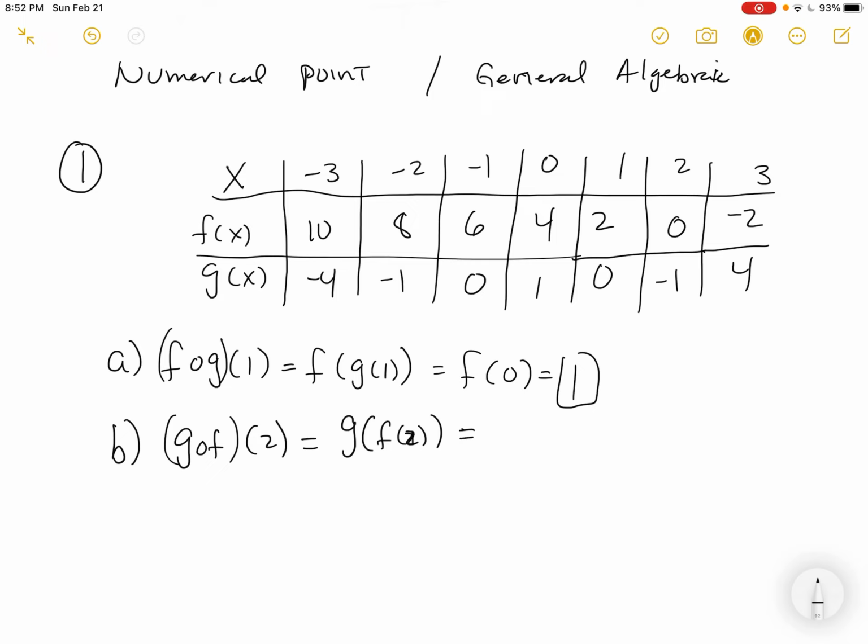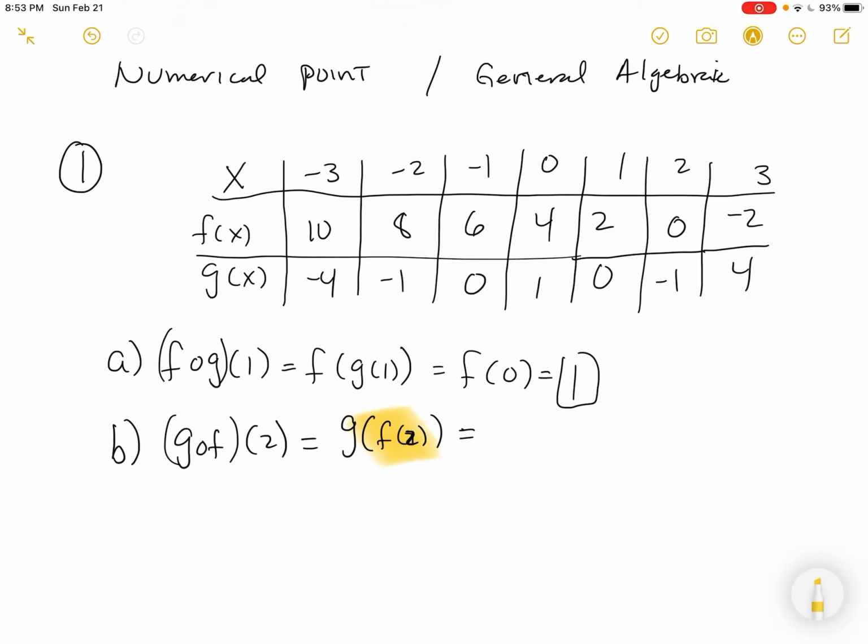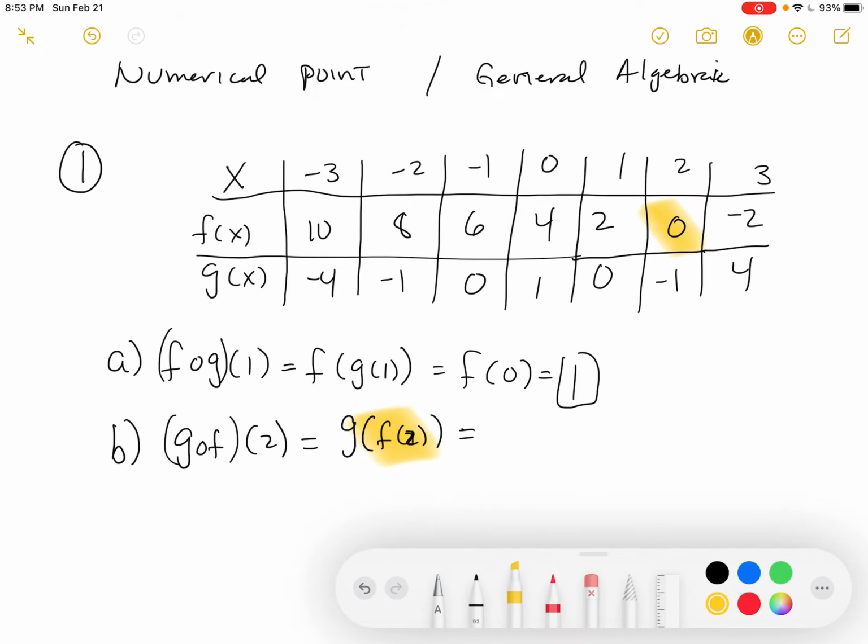So I'm going to go find f of 2. F of 2 is right here. It's this 0. Let me back that off of there and use the highlighter. F of 2 is right here. That's what f of 2 is. It's 0. So what am I looking at?